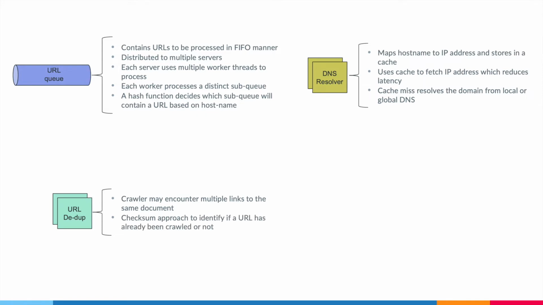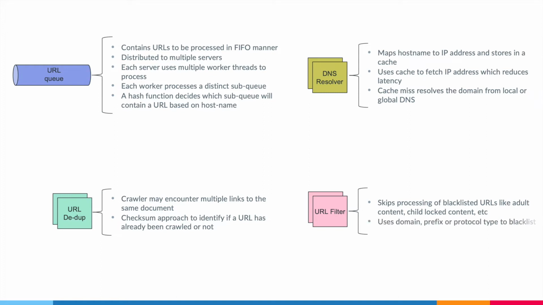Is there any more content for which we can skip processing? What about adult content or child logged content? So let's say we have a dedicated URL filtering service that helps us with this. The blacklisting could be based on various things like domain name, prefix, or protocol type.